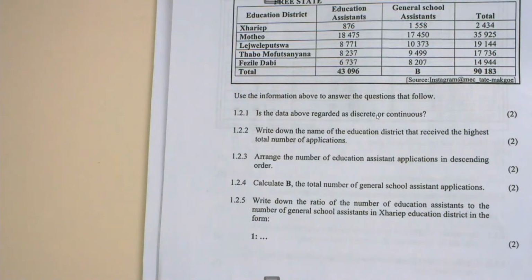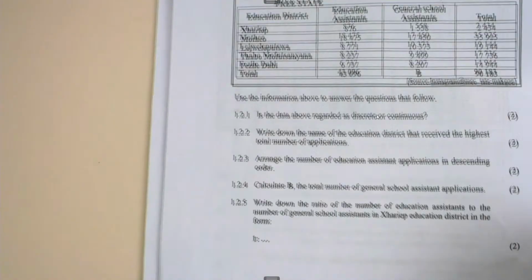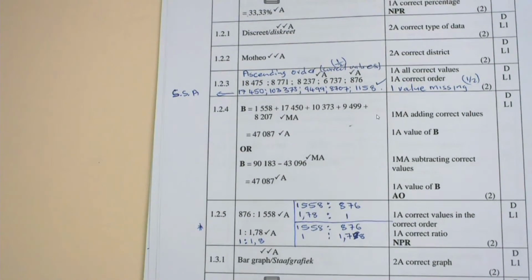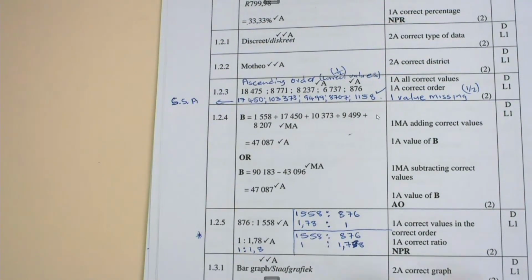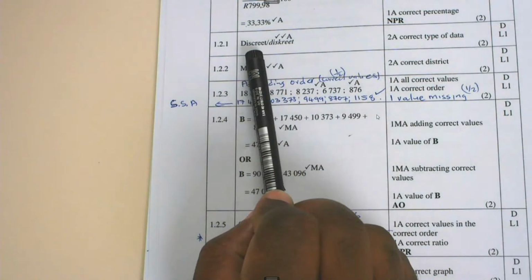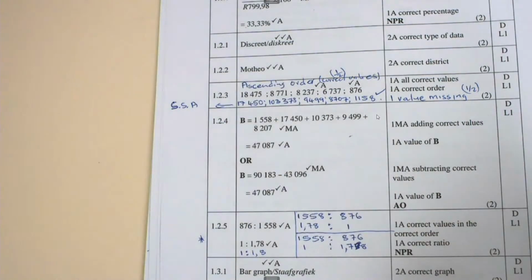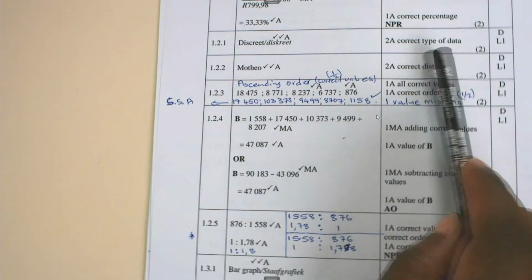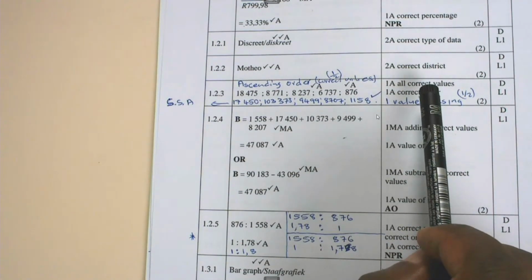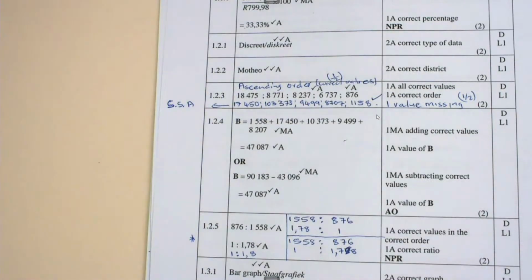Right, let's look at the memo, or the answer to that. The correct answer for 1.2.1 is discrete. It's discrete data. Now the allocation of marks: it's 2 for accuracy, the correct type of data.